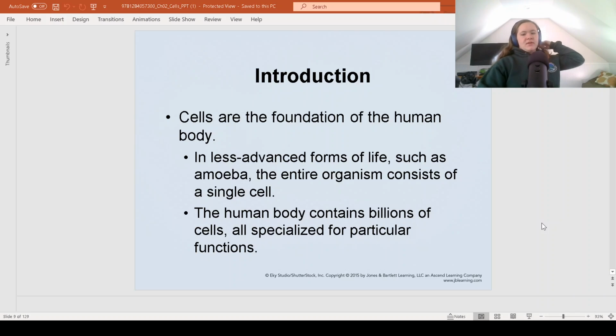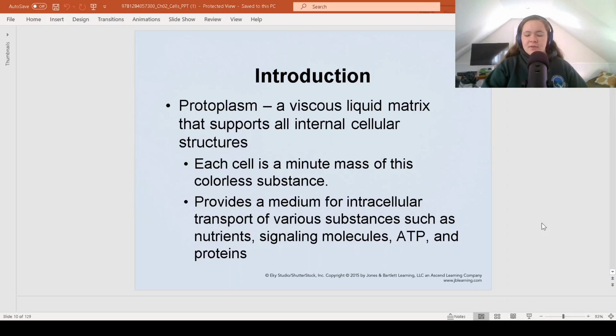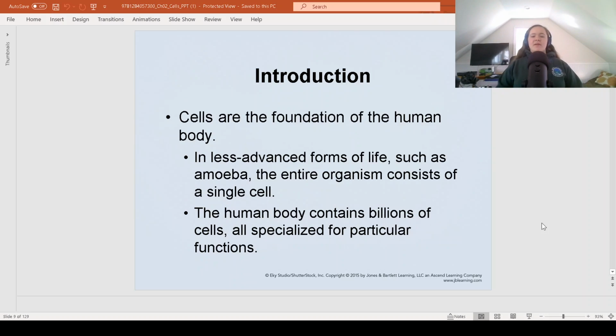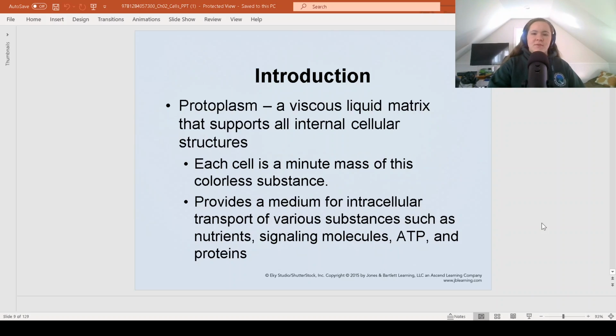So, cells are the foundation of the human body, as you might have learned in class. In less advanced forms of life, such as amoeba, these entire organisms consist of a single cell. The human body contains billions of cells, all specialized for particular functions. Protoplasm is a viscous liquid matrix that supports all internal cellular structures. Each cell is a minute mass of this colorless substance and provides a medium for intercellular transport of various substances, such as nutrients, signaling molecules, ATP, which we will learn about later, and proteins.